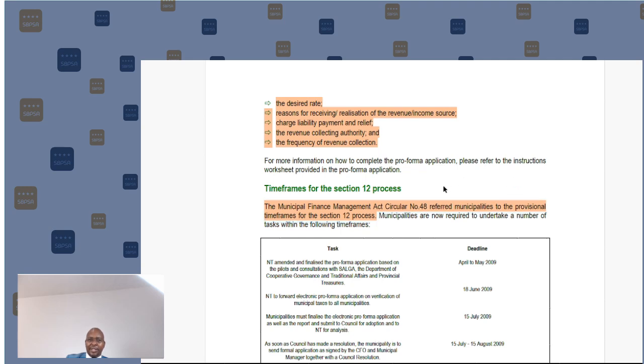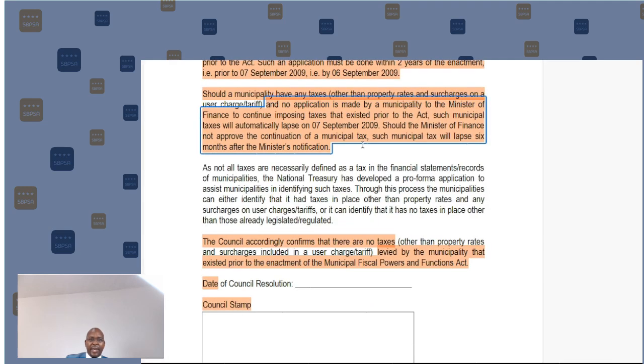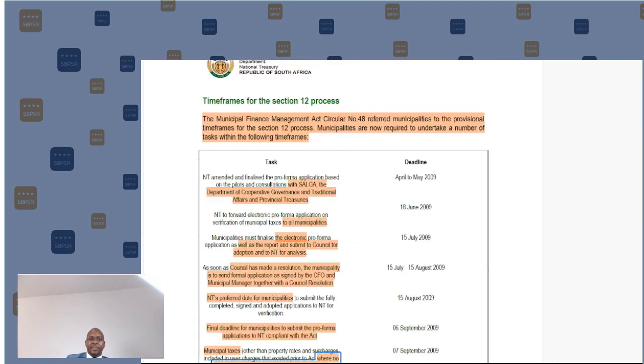All right. So in dealing with section 12 of the MFPFA, we need to deal with circular number 48 of the MFMA. I think that one was crucially important. So we have dealt with K, where the council confirms that there are no previous taxes. Now let us go to M, which is the time frames themselves.